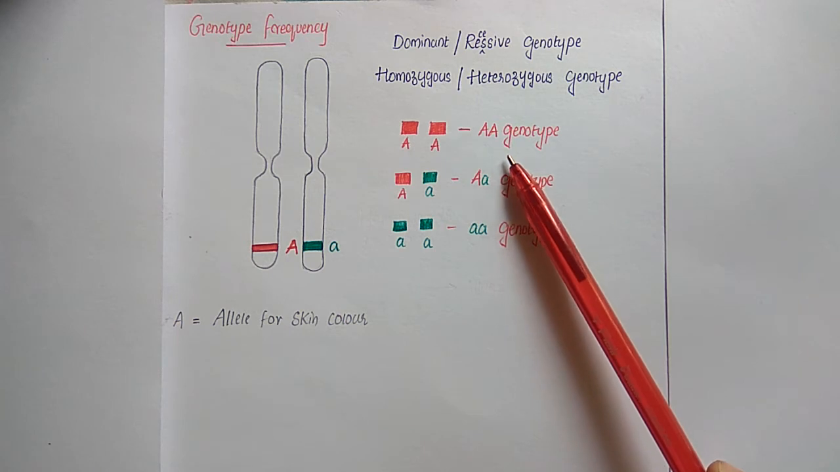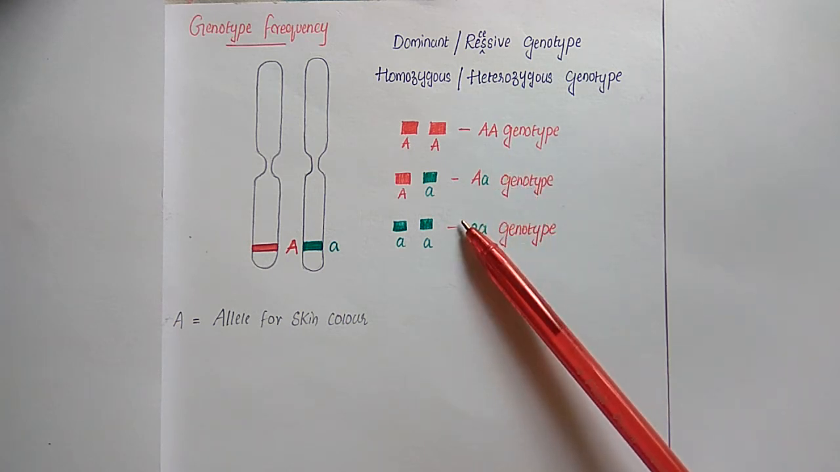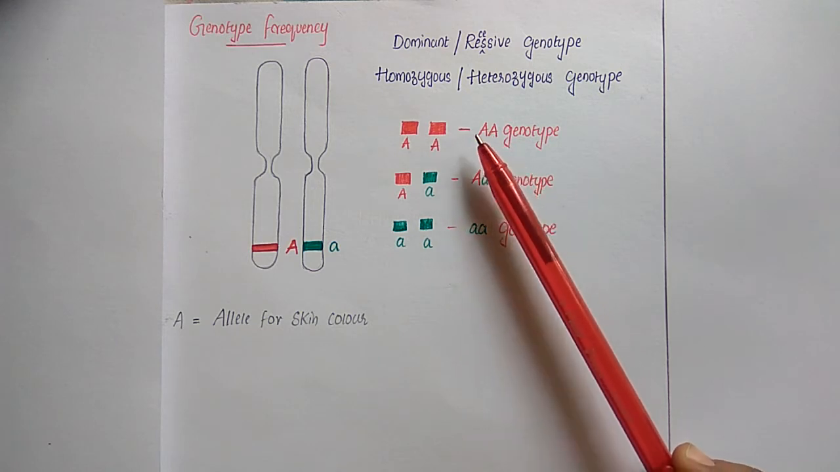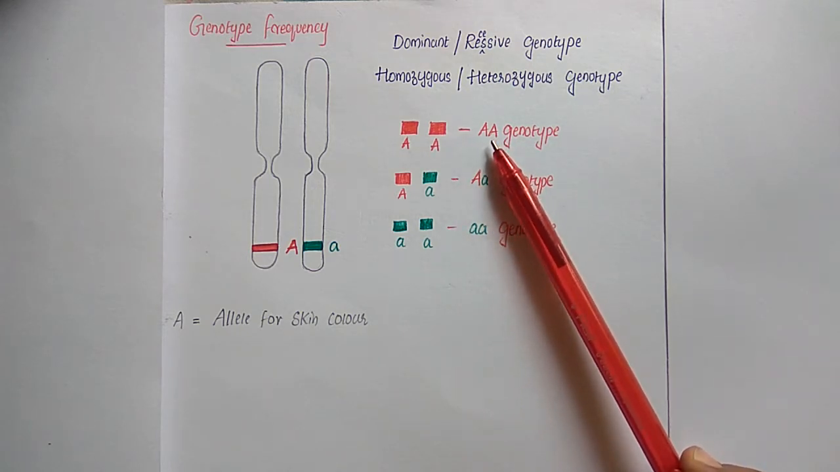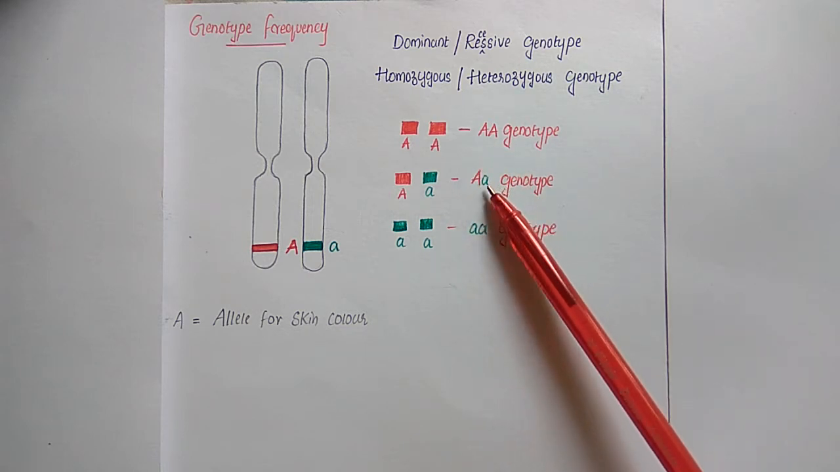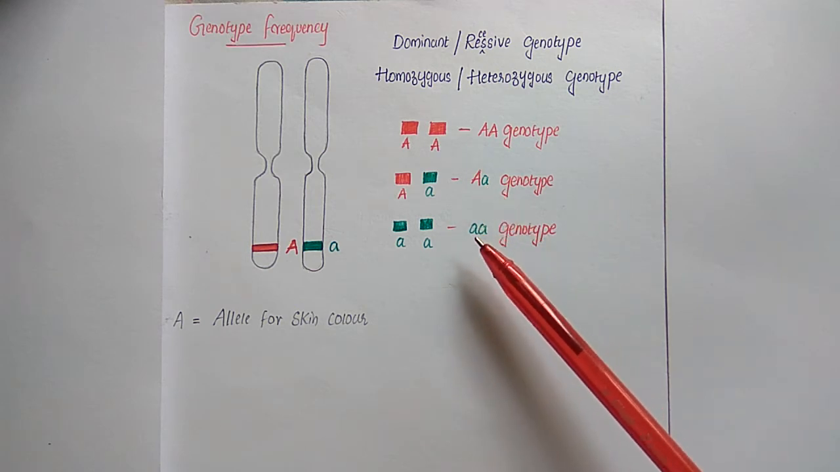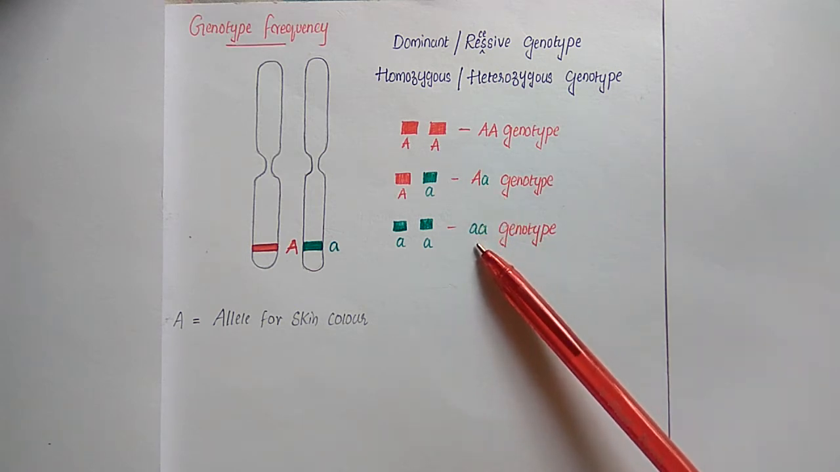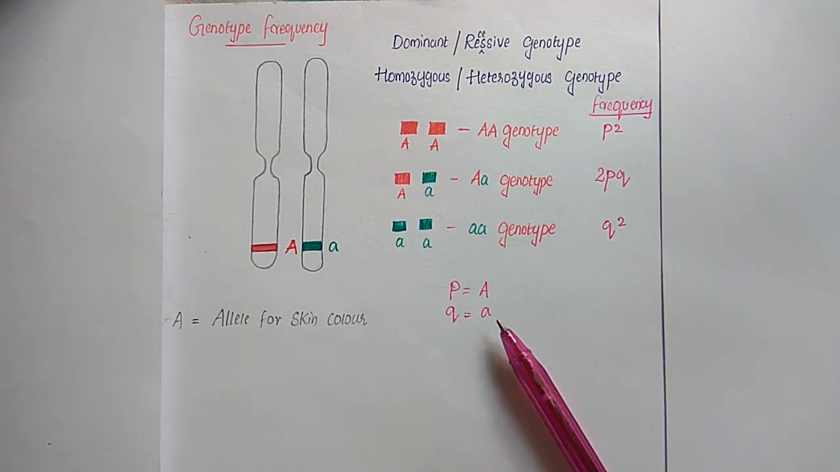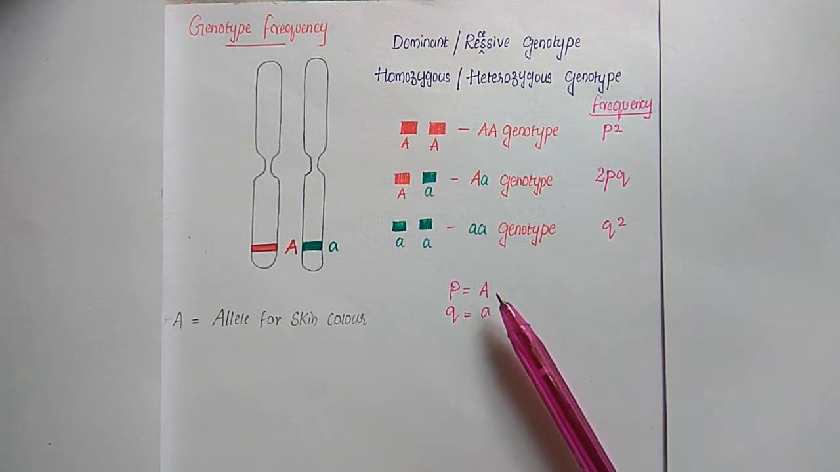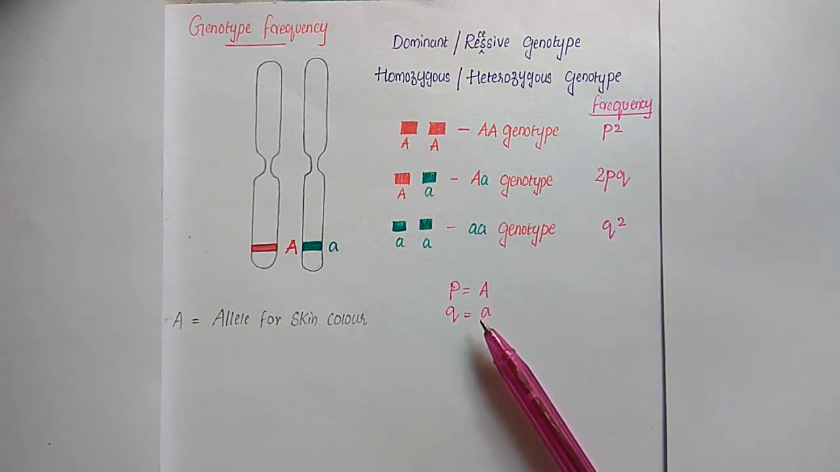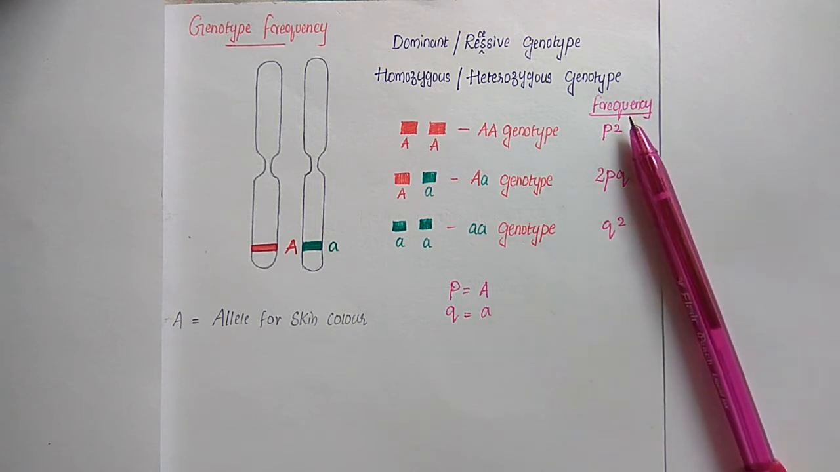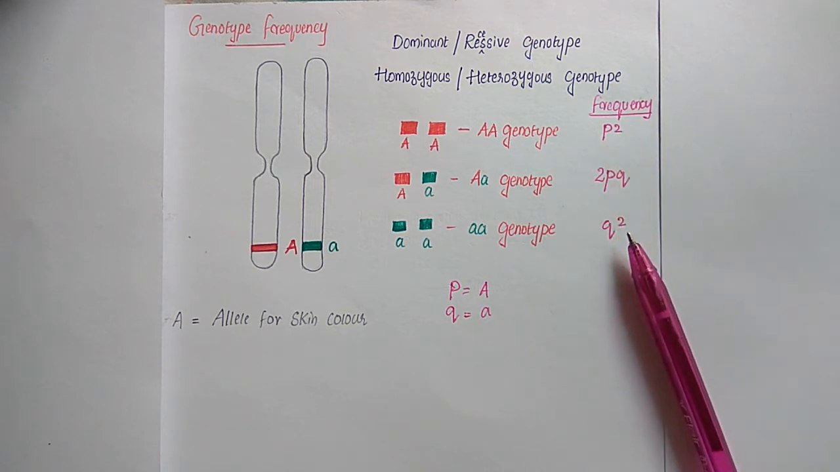Now we can see three different conditions can occur at the genotype level. Here two dominant A alleles occur, that is homozygous dominant. Here one dominant and one recessive, that is the heterozygous condition. Here two recessive alleles are present, that is homozygous recessive. Now we can denote the frequencies of these alleles with p and q: p for the dominant A allele and q for the recessive a allele. Thus we get the frequencies p square, 2pq and q square respectively for these three genotypes.